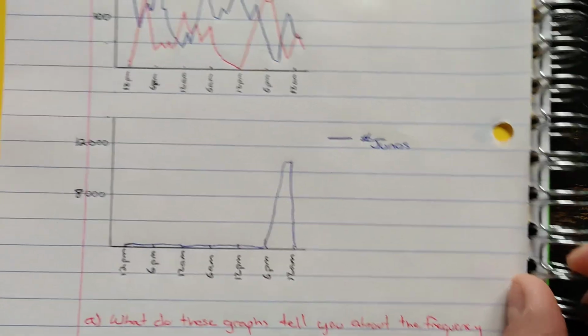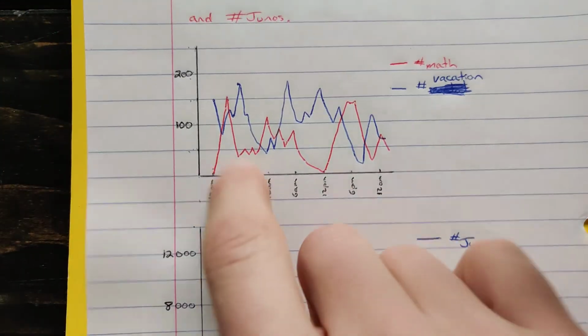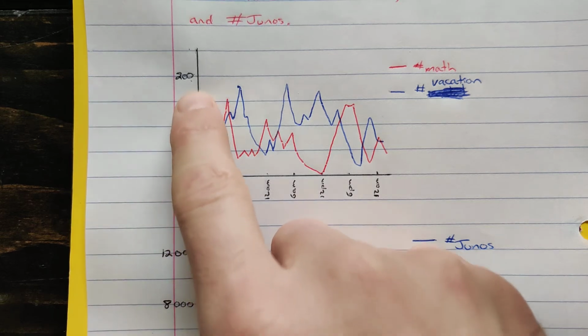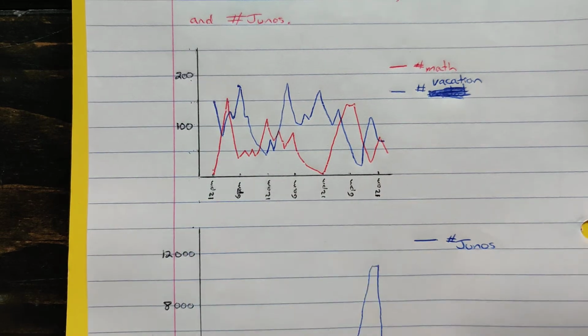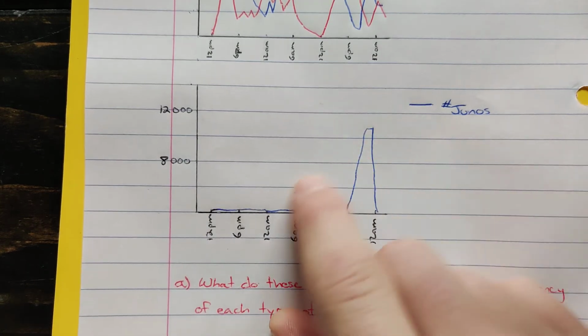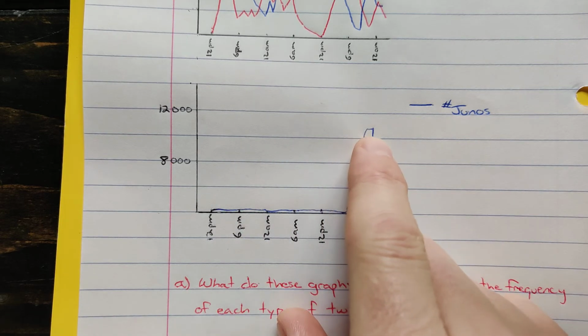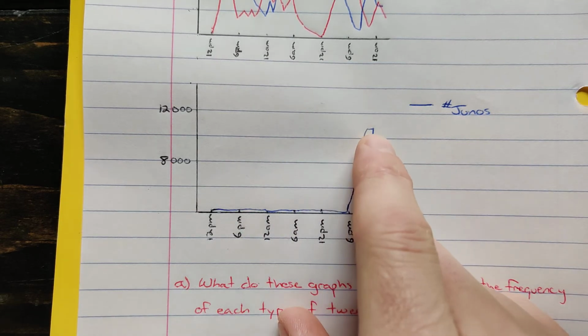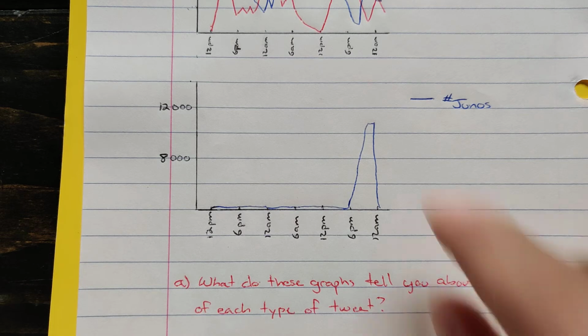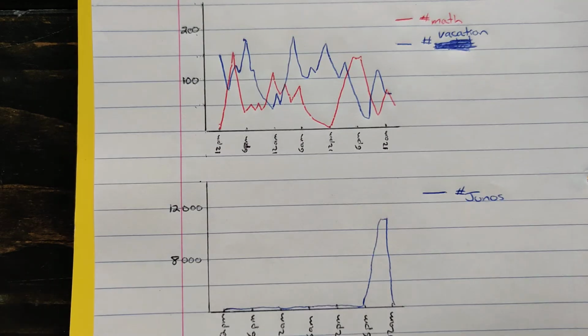But do note a difference in scale. This first graph goes to a peak of less than 200. This second graph peaks at around maybe 11,000 tweets. So there's quite a difference in the number of tweets that are happening here.